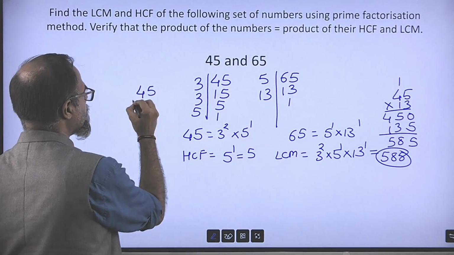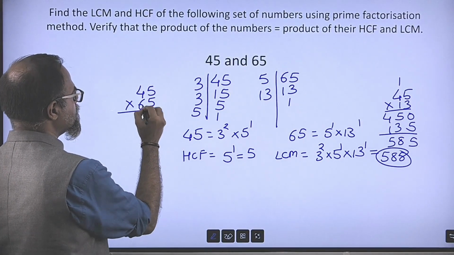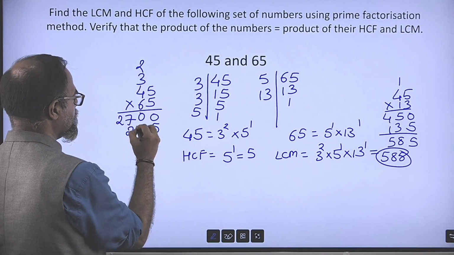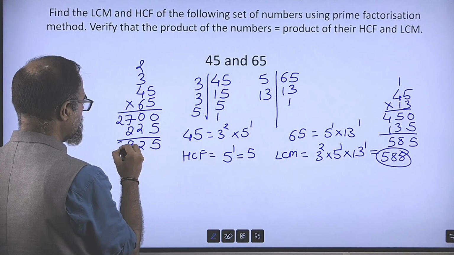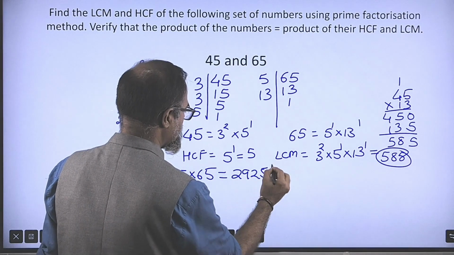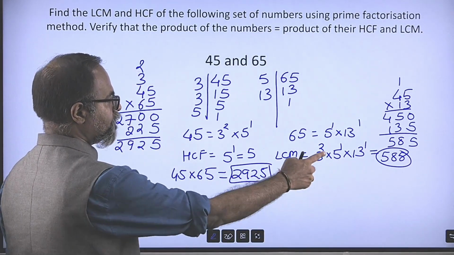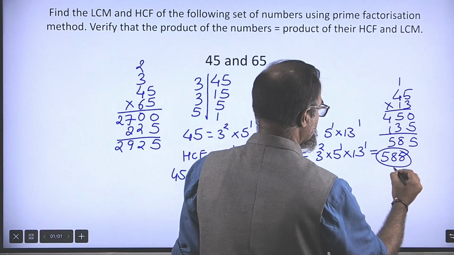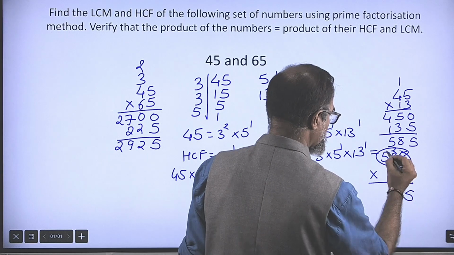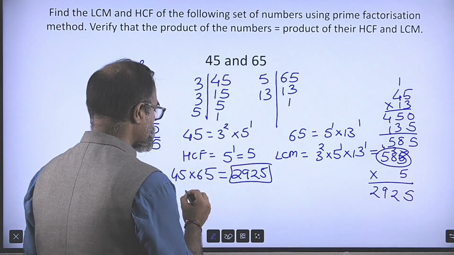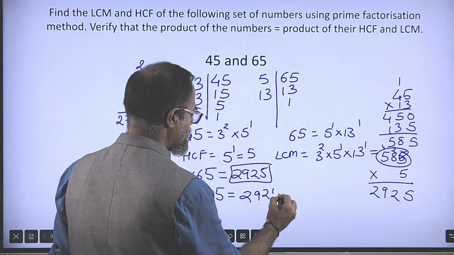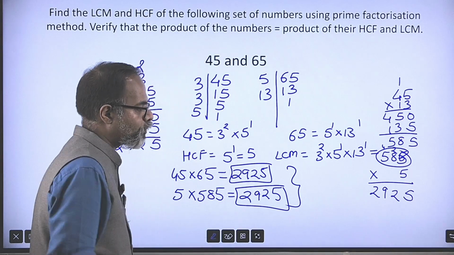So 45 multiplied by 65. 6 5s are 30, 6 4s are 24, 27, 5 5s are 25, 5 4s are 20, 22, 5 2 9 2. So 45 multiplied by 65 is 2925. Let's take 585 multiplied by 5. So 585 multiplied by 5. 5 5s are 25, 2 carry, 5 8s are 40, 2 carry, 42, 5 5s are 25. So we also get 5 multiplied by 585 is 2925. As we can see, the two products are the same.